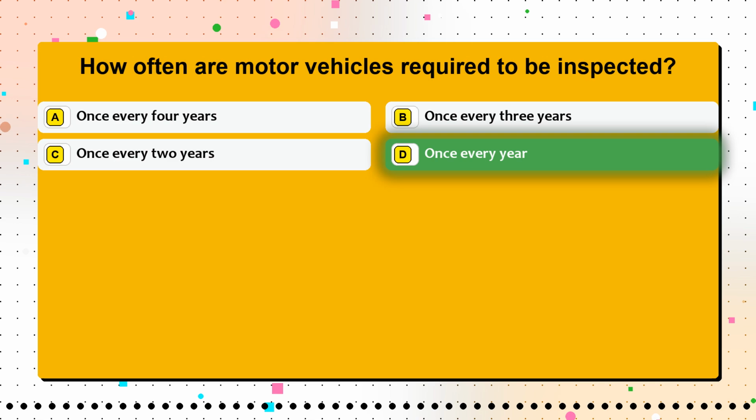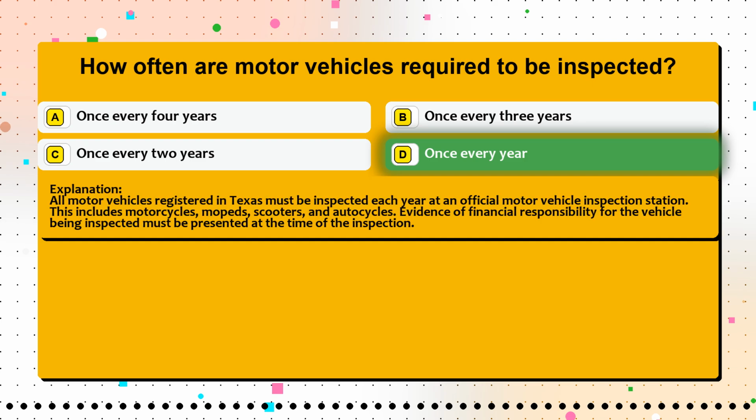The correct answer is option D. Once every year. All motor vehicles registered in Texas must be inspected each year at an official motor vehicle inspection station. This includes motorcycles, mopeds, scooters, and autocycles. Evidence of financial responsibility for the vehicle being inspected must be presented at the time of the inspection.